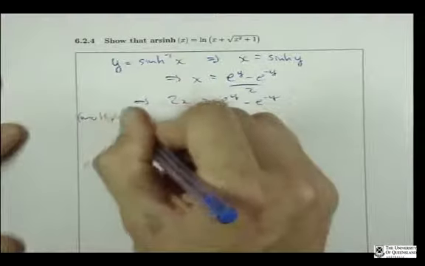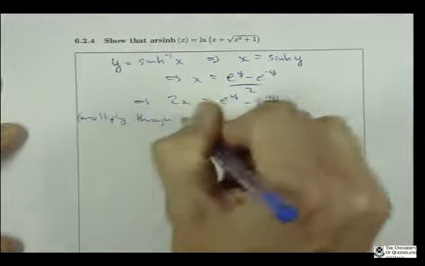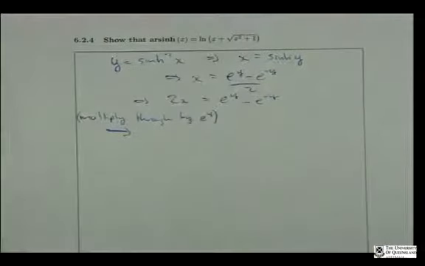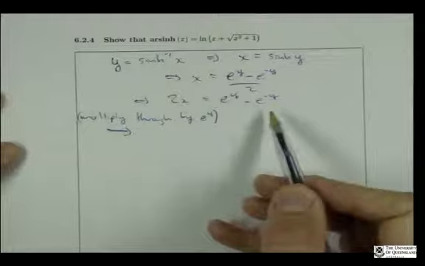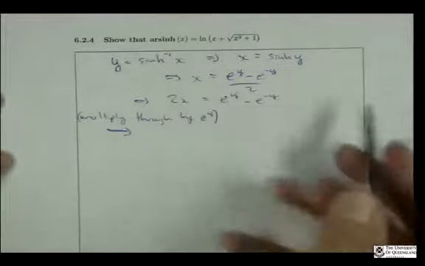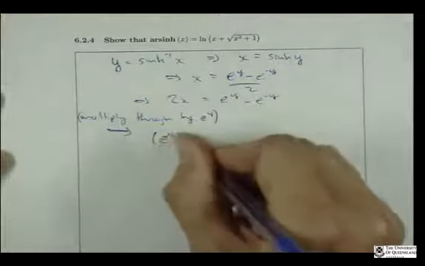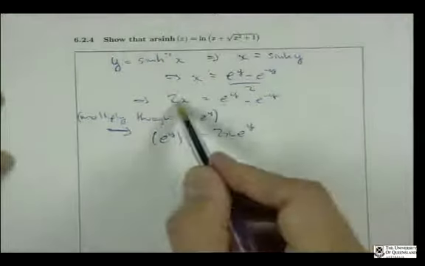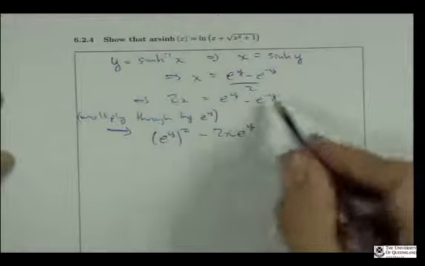And now if I multiply through by e to the y, and put all the terms over onto the right-hand side for convenience, we end up with e to the y all squared. That's from this term. Then we'll have a minus 2x e to the y coming from this term, but moved over to the other side. And then we'll have a minus 1, and that equals 0.